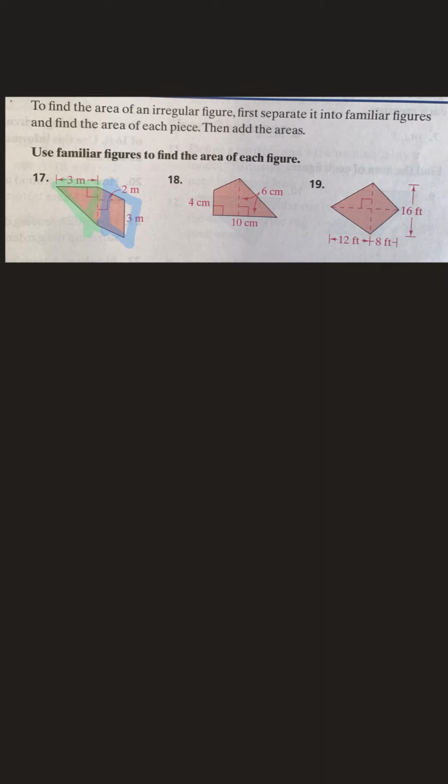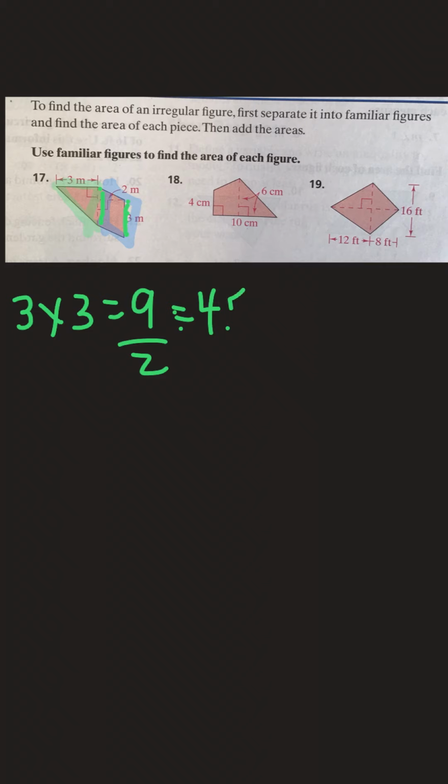So we're going to go 3 times 3. This side here is a parallelogram, so it's the same as this one here. 3 times 3 equals 9. Divide it by 2. It's going to equal 4.5. Then this next one, parallelogram, is the base times the height. 3 times 2 is 6. 6 plus 4.5 is going to give us 10.5 meters squared.